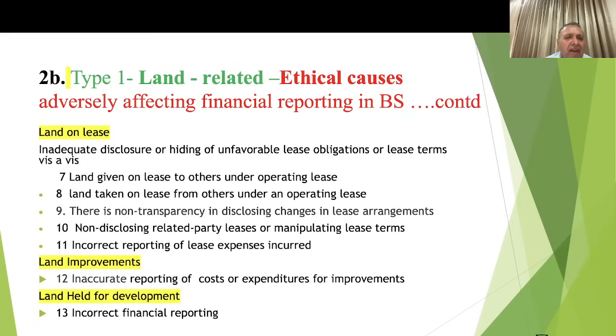And land on lease: inadequate disclosure or hiding of the unfavorable lease obligations or lease terms vis-a-vis land given on lease or land taken on lease, and no transparency in disclosing changes in the lease arrangements, and not disclosing related party lease transactions, or manipulating the lease terms, or incorrect reporting of the lease expenses incurred.